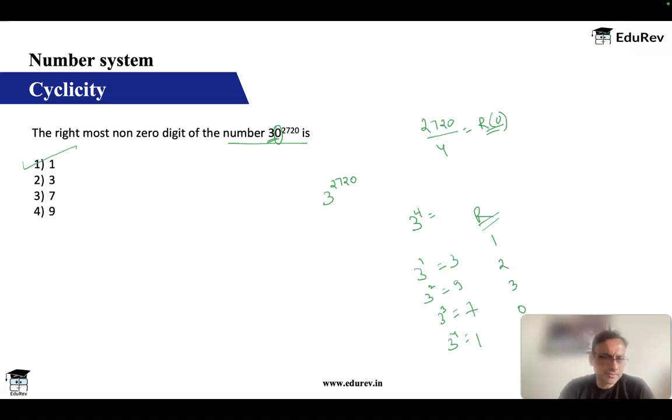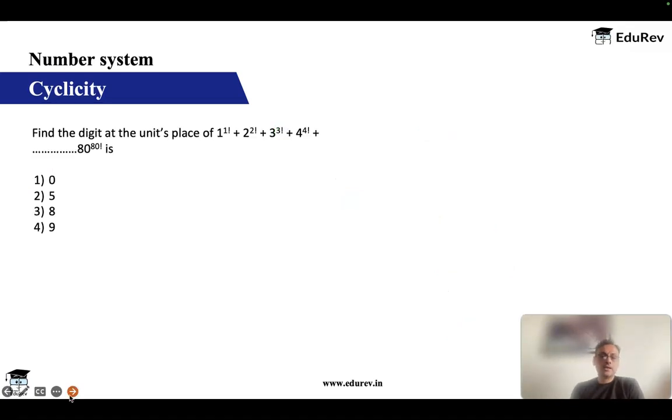So this again is a simple question. Let's look at the next one. Find the digit at the units place of 1 to the power 1 factorial, 2 to the power 2 factorial, 3 to the power 3 factorial, 4 to the power 4 factorial, up to 80 to the power 80 factorial. See, the trick of all these questions is basically to find a pattern, because you can't solve up to 80. Of course, there has to be a pattern after which it will start repeating. So where will that repetition happen? That is what we have to crack.